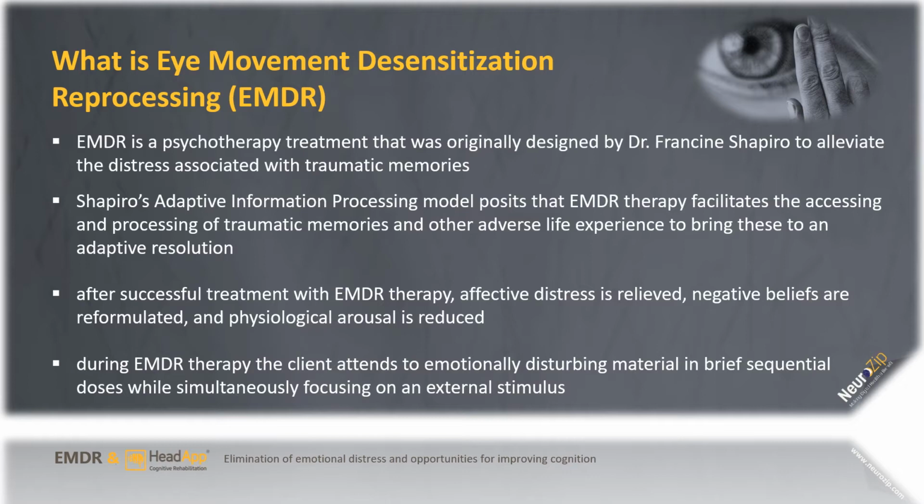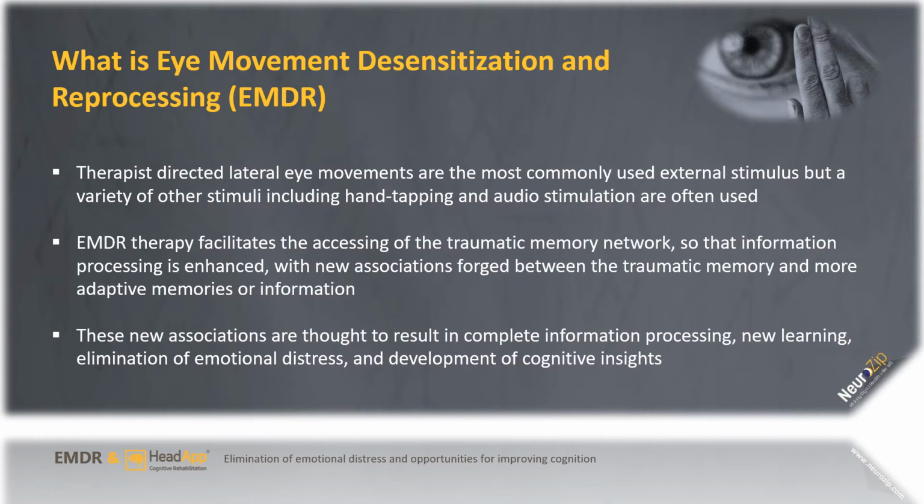During EMDR therapy, the client attends to emotionally disturbing material in brief sequential doses, while simultaneously focusing on an external stimulus. The next step is going to involve us with lateral eye movements. The lateral eye movements that I referred to are directed by the therapist, and the most commonly used external stimulus is that particular eye movement. To explain it more clearly, briefly, the therapist takes his or her hand and moves it laterally across the visual plane of the patient. By doing that, it directs the patient's eyes and controls them.